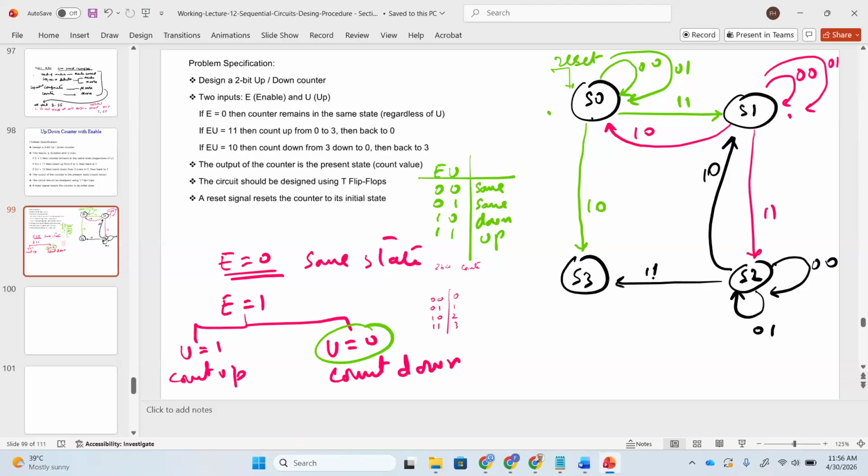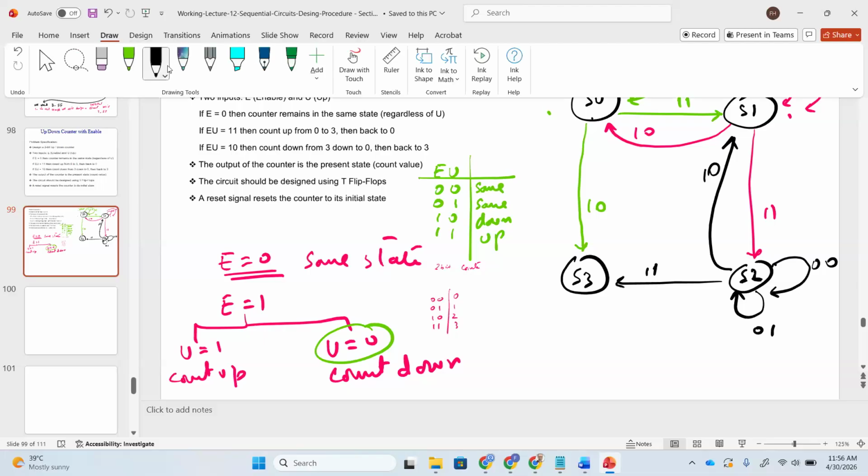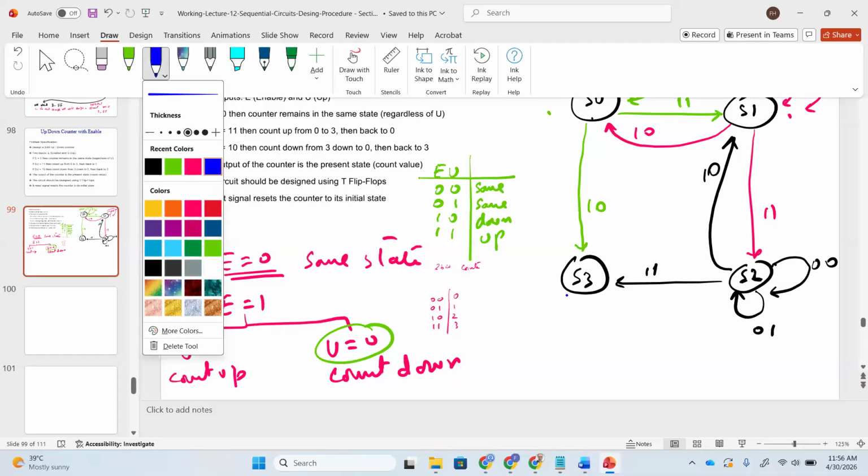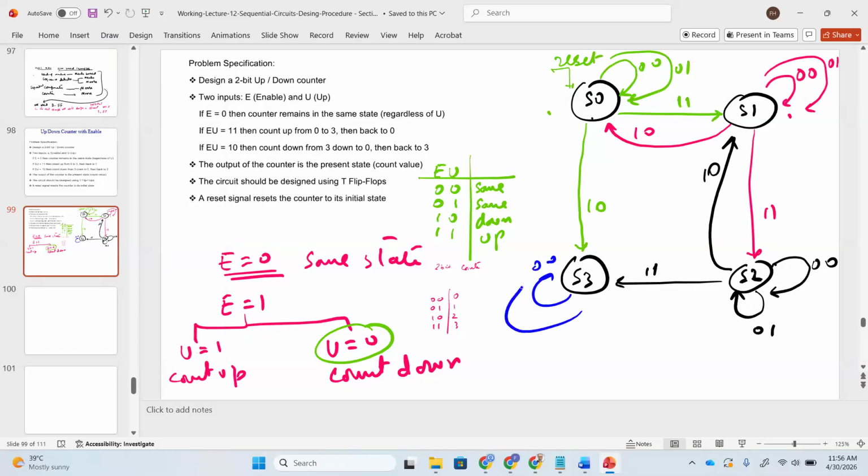Okay, now I'm in S3. 00 will stay here. 01 will stay here. 10 is down. 11 is up, so S0. Got it or not got it? Got it. Any question? What should be my next step now?